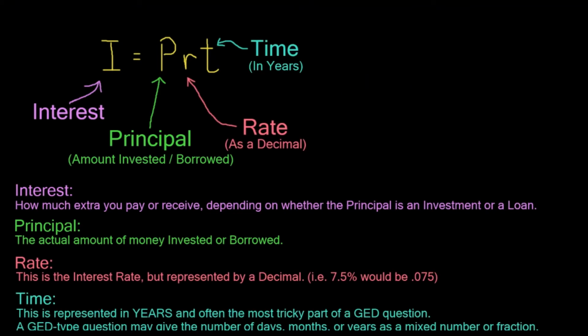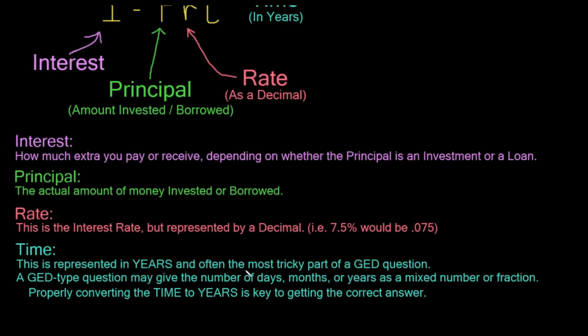And lastly, we have T, which stands for time, and that's in years. It's often the most tricky part of a GED question. A GED type question may give you the number of days, months, or years as a mixed number or fraction. Properly converting the time to years is key to getting the correct answer. And we'll do some examples here in a little bit.